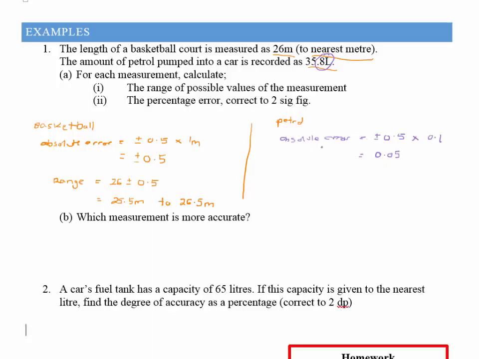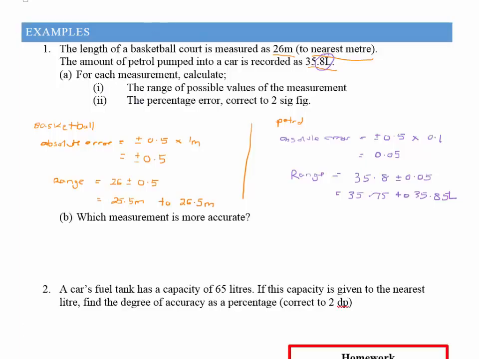And having a look then at the next part, we need to find the range of values. So that range of values is going to be, we've got 35.8, because that's how much petrol we put in our car, and it's plus or minus 0.05. So if we work that out on our calculator, 35.8 minus 0.05, that's 35.75. And the highest value is going to be 35.85 litres. So that's the first part done.